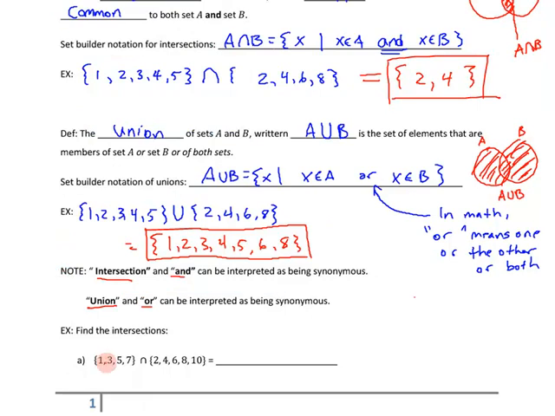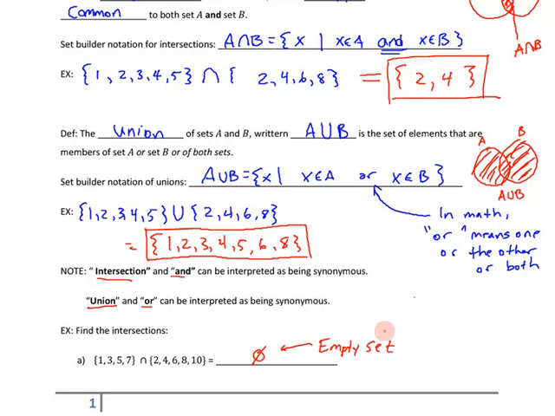The intersection of these two sets would include everything that's in both of them. This has the numbers 1, 3, 5, 7. This is the numbers 2, 4, 6, 8, and 10. And there are no elements common to those two. So the answer is the empty set, which we use this notation for. The empty set.